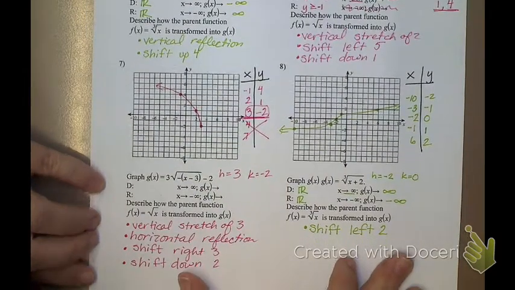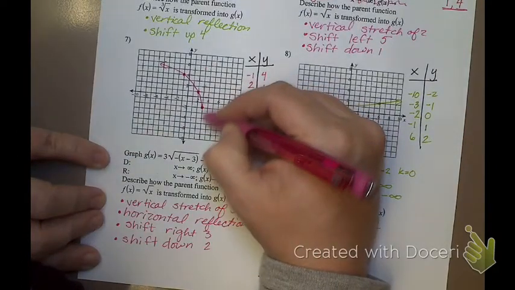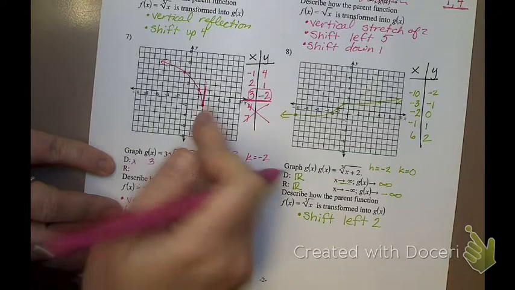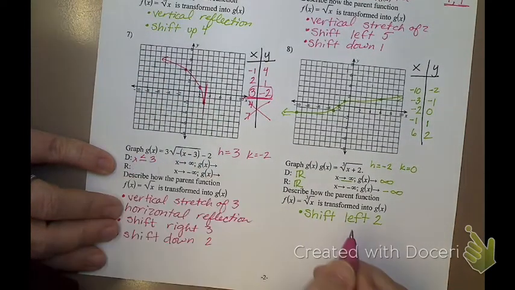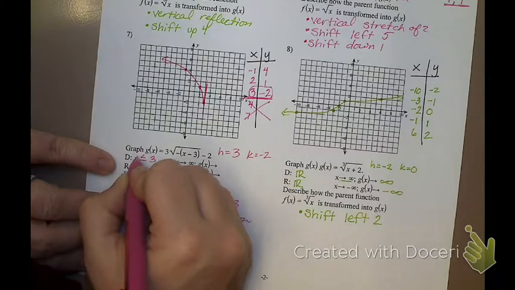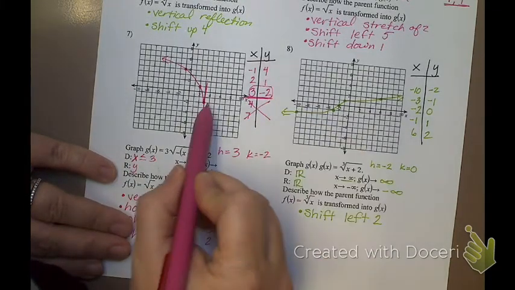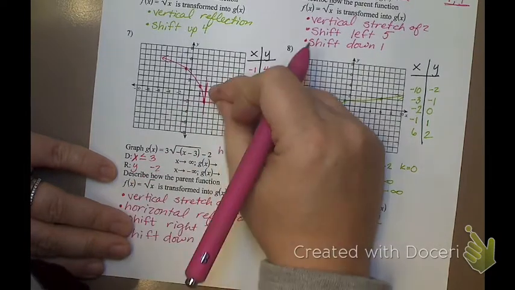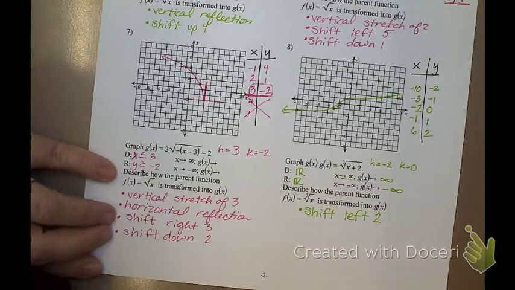Okay, so domain. Obviously, we're stopping right here at a domain value of 3. All of my x values are to the left of 3, so I'm going to say x is less than or equal to 3. And then my y values, they're stopping at -2, and everything is above there, so I'm going to say y is greater than or equal to -2.